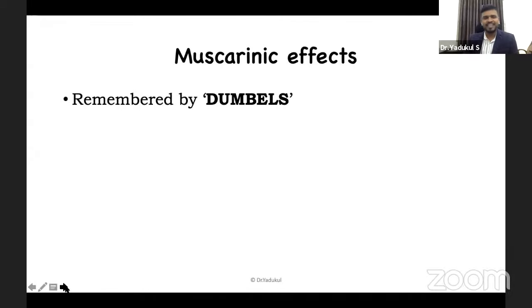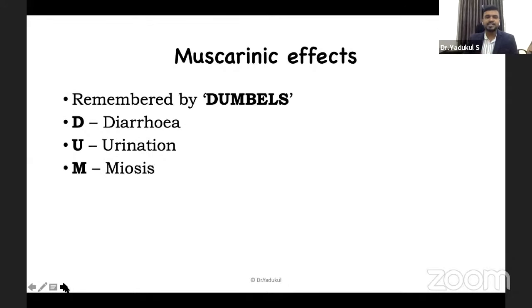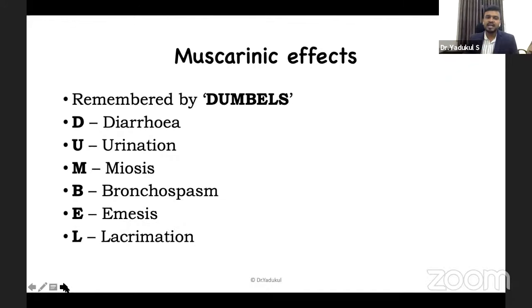Muscarinic effects. We can easily remember the muscarinic effects by the mnemonic DUMBBELS. What is this DUMBBELS? D is for diarrhea, U is for urination, M is for miosis, B is for bronchospasm, E is emesis, L is for lacrimation, S is for salivation. Basically, what you have to think is that all muscarinic receptors are in the glands, so whenever there is increased secretion, all these things occur. These are the muscarinic effects which can be easily remembered by this mnemonic.